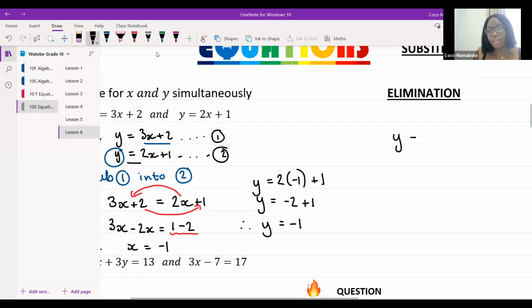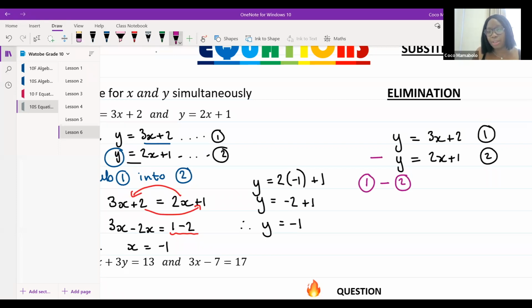So I'm going to have y is equal to 3x plus 2. That's number 1. And y is equal to 2x plus 1. And this is number 2. And then my instruction is going to say equation 1 minus equation 2. So I'm going to minus this one. Let me write it up a little bit further down, because I need the section to take this part away.